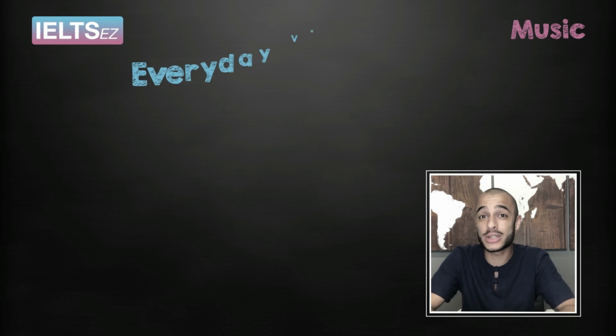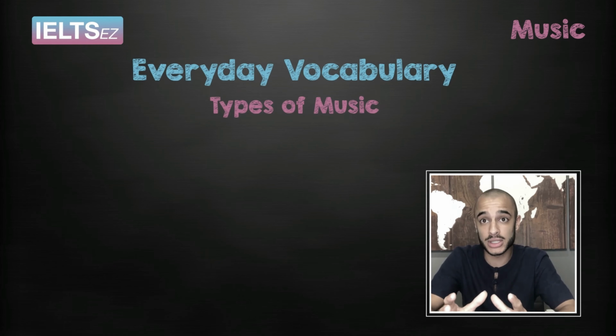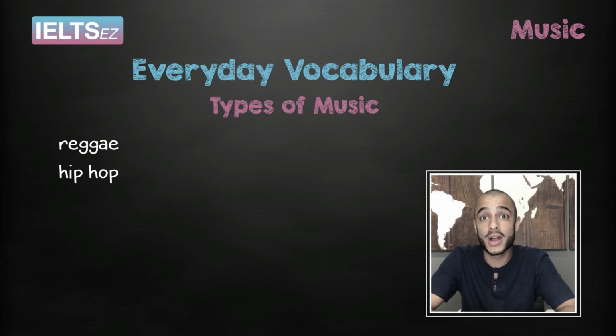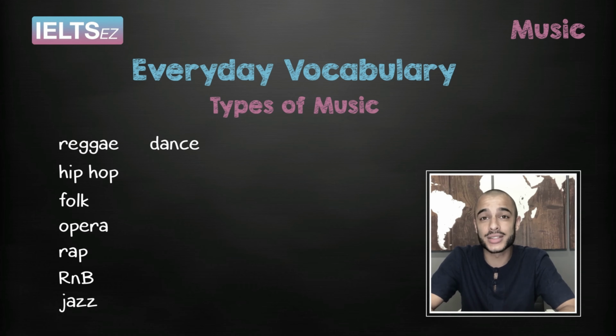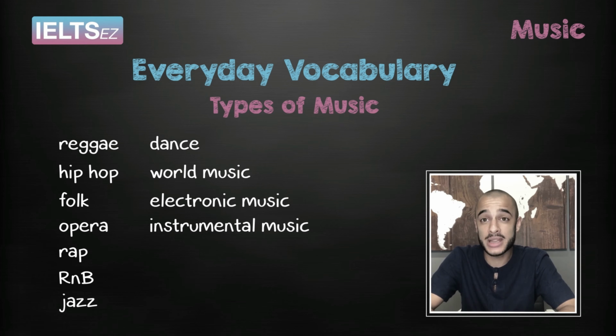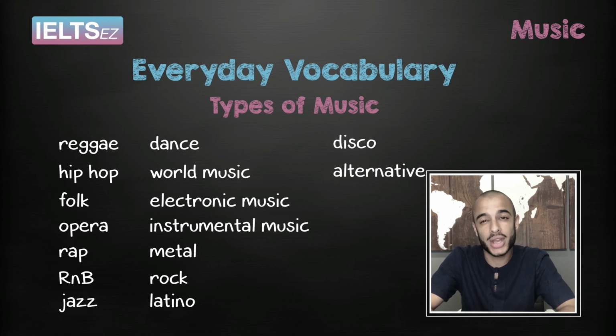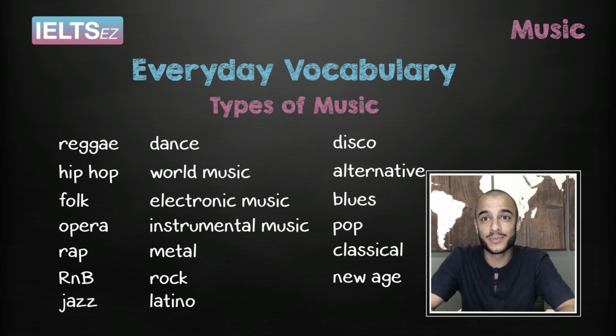Now, let's go through the everyday vocabulary for types of music. We have reggae, hip-hop, folk, opera, rap, R&B, jazz, dance, world music, electronic music, instrumental music, metal, rock, Latino, disco, alternative, blues, pop, classical, and new age.